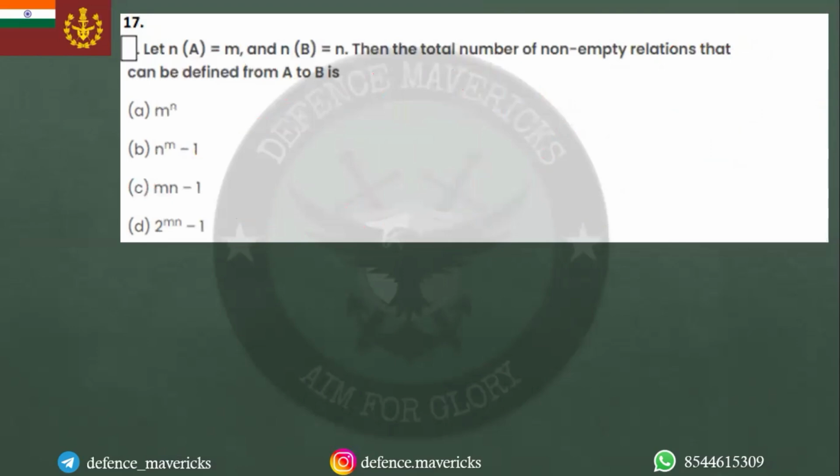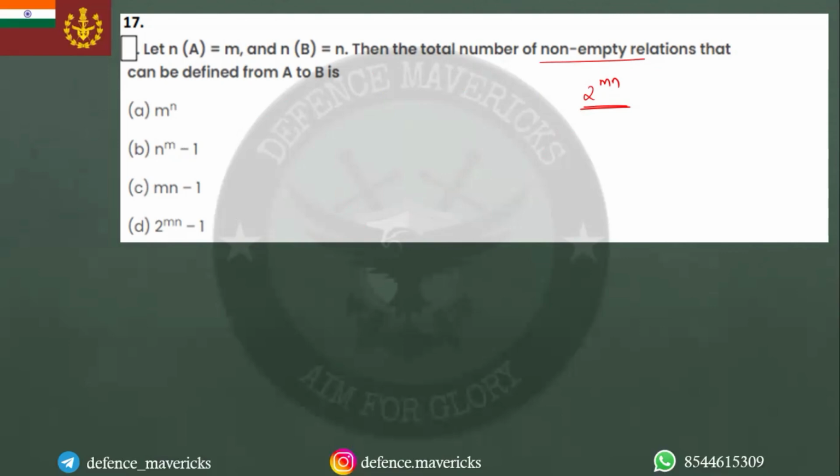Let n(A) be equal to m and n(B) be equal to n. Then the number of non-empty relations that can be defined from A to B. So what are non-empty relations? What is a relation? A relation is basically a subset of the Cartesian product. You must be knowing that when we take the Cartesian product of sets, we get relations. So how many relations are possible from A to B if A has m and B has n elements? There are 2 power mn relations possible.